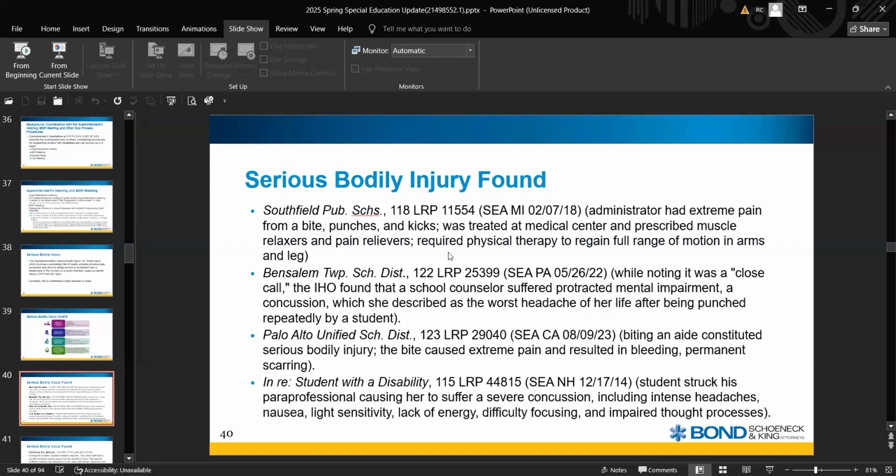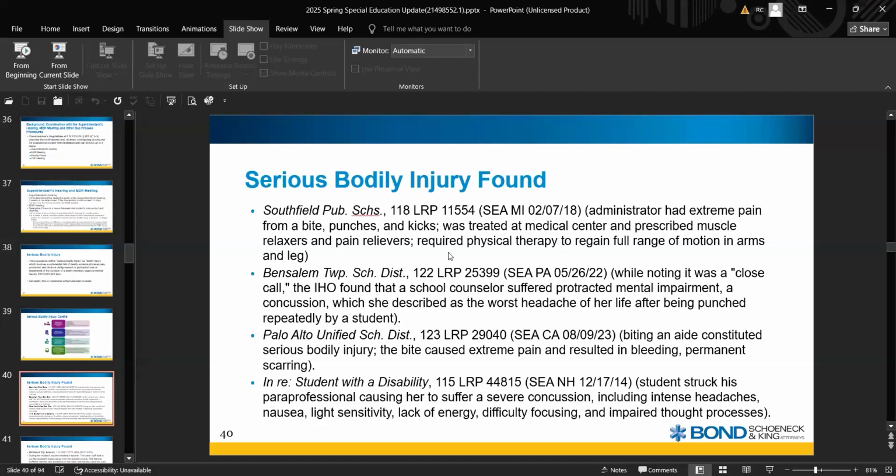Okay, second example, the IHO found that a school counselor suffered protracted mental impairment. The person suffered a concussion. She described it as the worst headache of her life after being punched repeatedly by a student. Okay, so a concussion that lasts. Testimony is going to be helpful. What did this person experience? Did they scream while they were being hurt? Were they crying? Were they shaking afterwards? Did they have to be seen by EMT? Those are going to be factors that will help convince that hearing officer that this person was seriously injured.